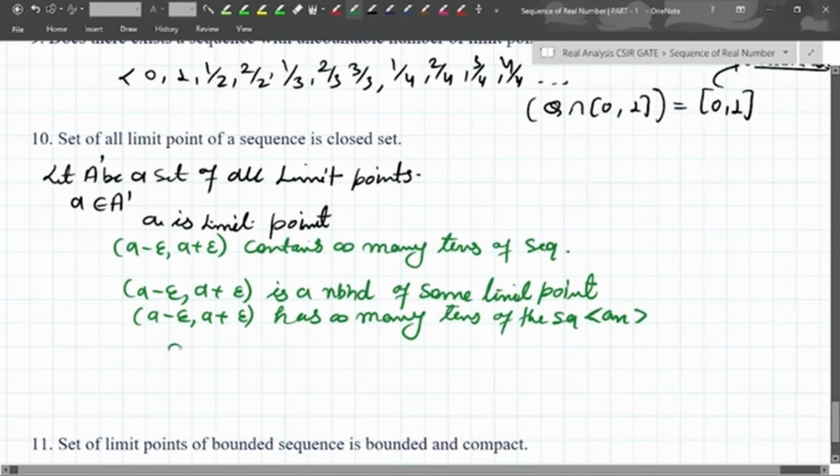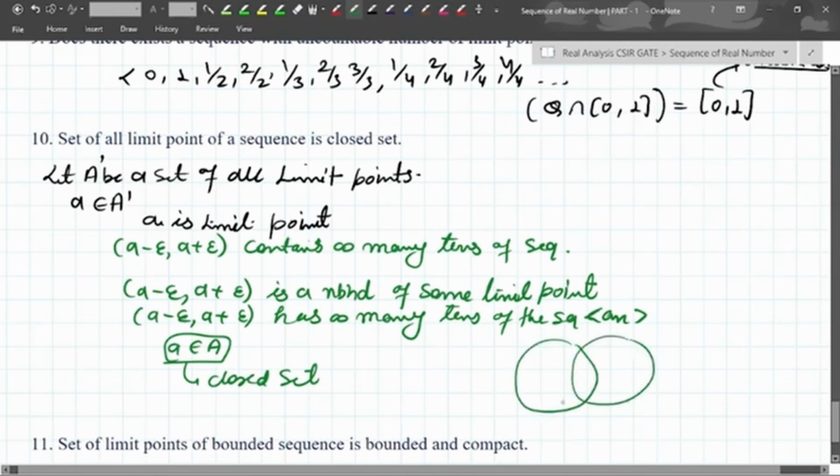It means a belongs to A dash, which is called a closed set. You can see it like this: if it is A and it is the derived set of this, my A is coming inside. A is also in A dash. So what is the limit point here? This one is the limit point. This is a result you can learn.